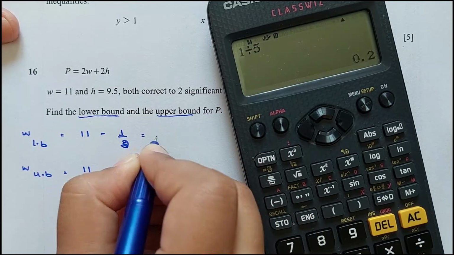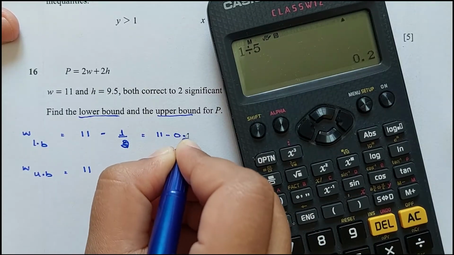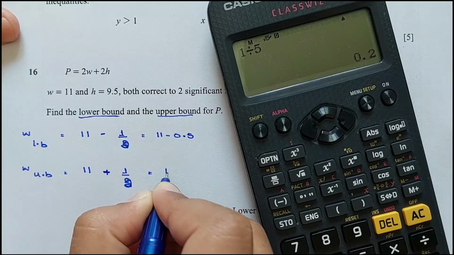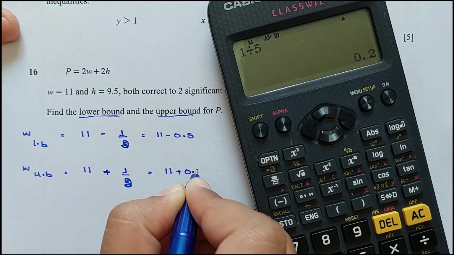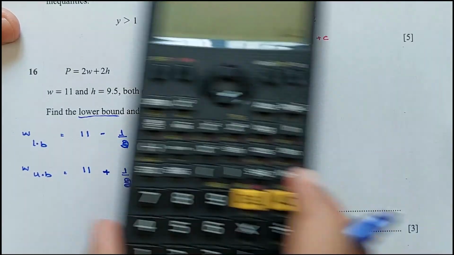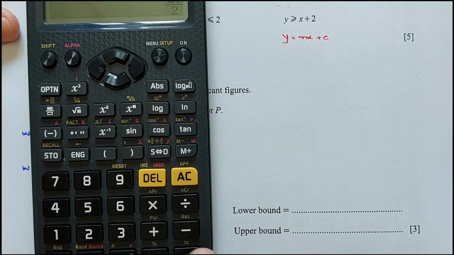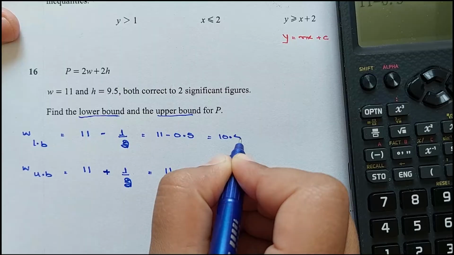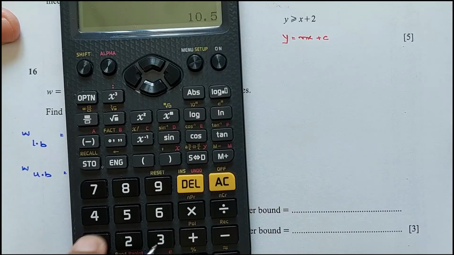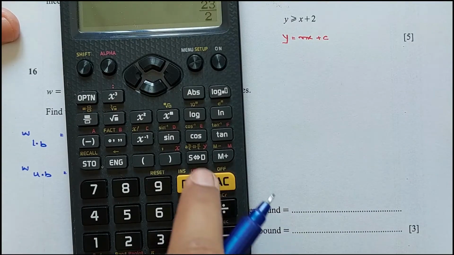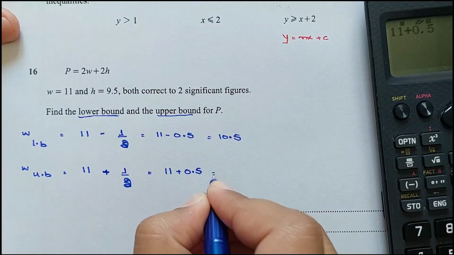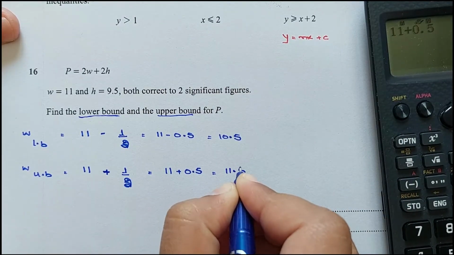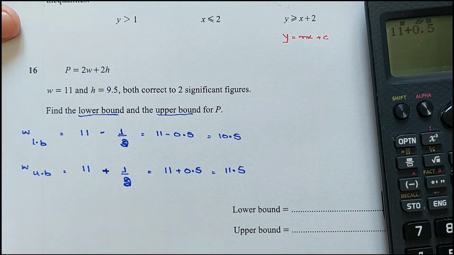0.5 basically. So in 11 subtract 0.5 and 11 add 0.5, right? So from 11 take away 0.5, this is equals to 10.5, and 11 add 0.5 is 11.5. So these are the upper and the lower bounds for W, right?